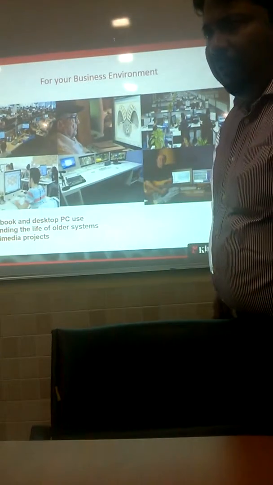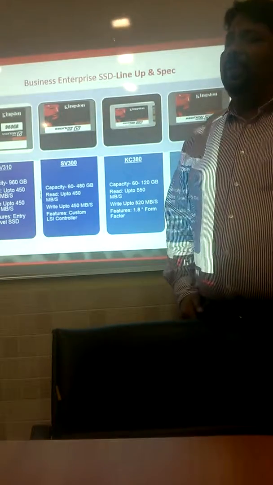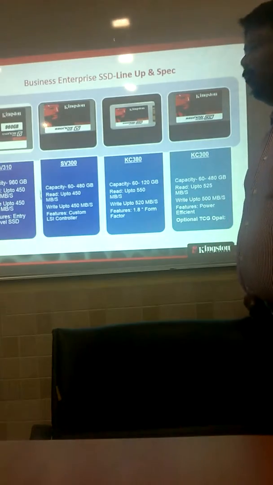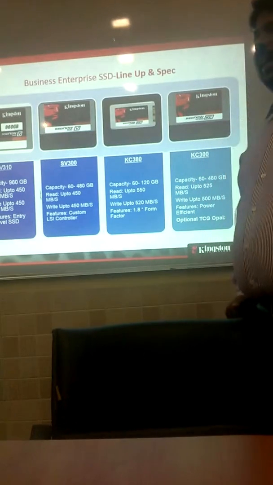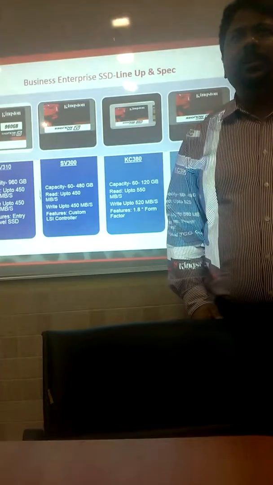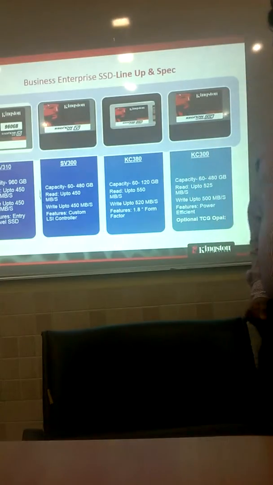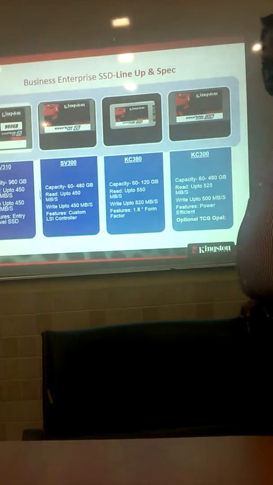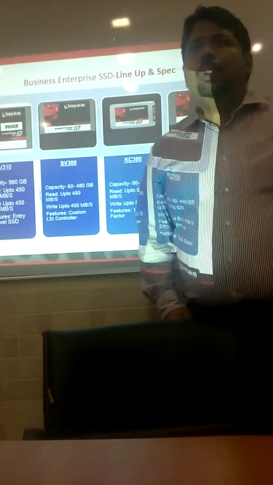We have four ranges of products which are suitable for your enterprise. Like the V310 and V300, I have already discussed with you. Coming to the third and the fourth level, that is KC380 and KC300. KC380 is a small form factor SSD that is specially manufactured for some specialized machines of yours. Coming to the KC300, it is one step ahead with some specialized built-in features that suit your requirement.